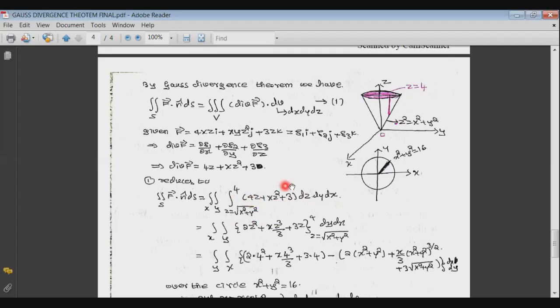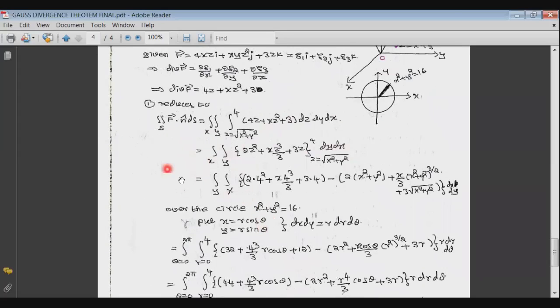Then we have to integrate this with respect to z, and take these limits. Therefore, integrating with respect to z, 4z gives 2z squared, plus xz cubed by 3, plus 3z, and z varies from square root of x squared plus y squared to 4, into dy dx. Later on we can set the limits for x and y, and now I can take first y then x. Accordingly we have changed the order of integration as dx dy.